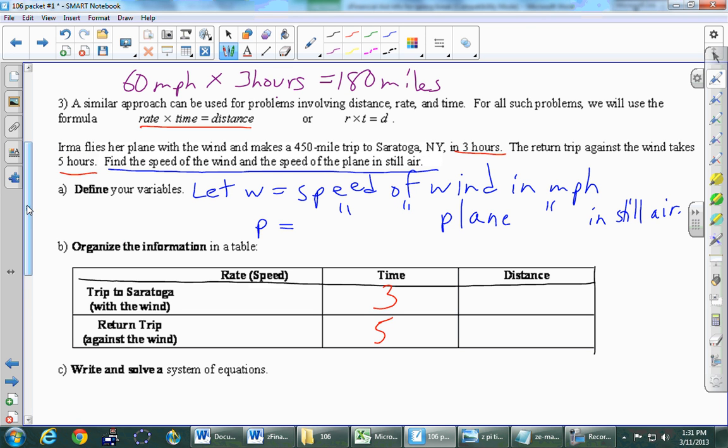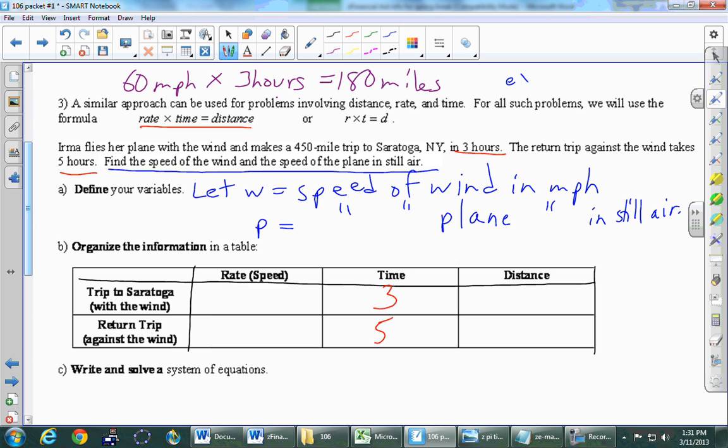Okay, here's the tough part, filling in this first column. The trip to Saratoga with the wind, I want to know what her rate was. Now, normally we would just stick a letter here. What letter would you put here? Put W? I mean, it feels like P is her speed, right? The rate at which she was flying is P, but P is if there's no wind. And there was some wind in this case. It's actually not just a single letter there. Let's just do a quick example.